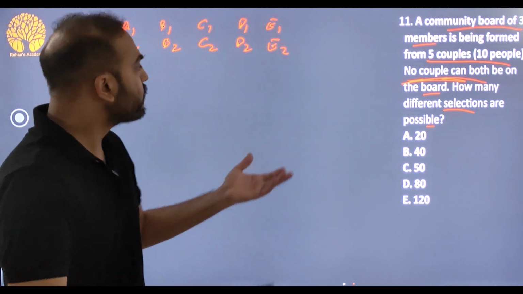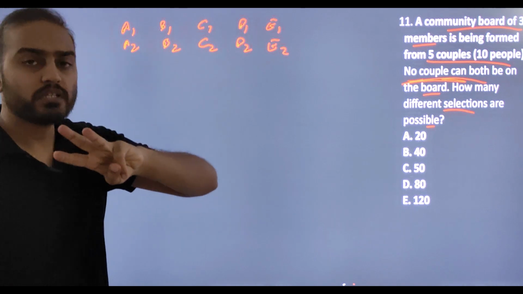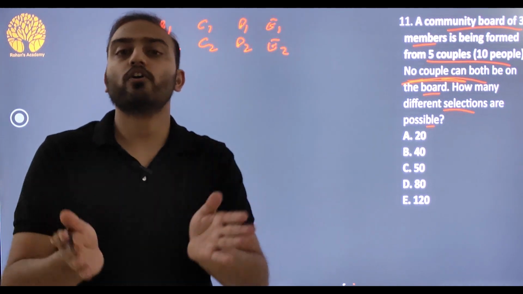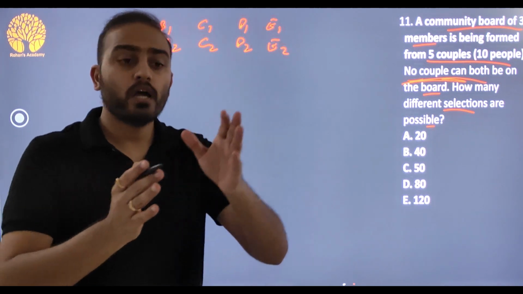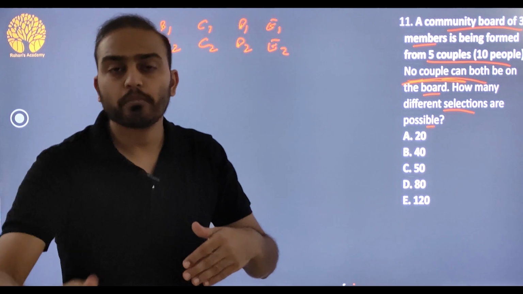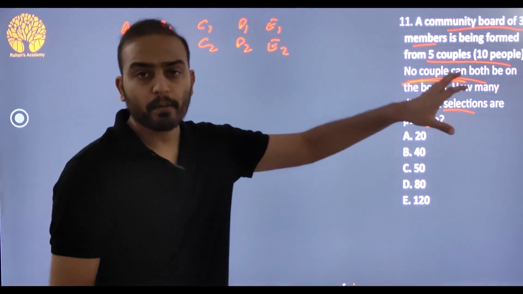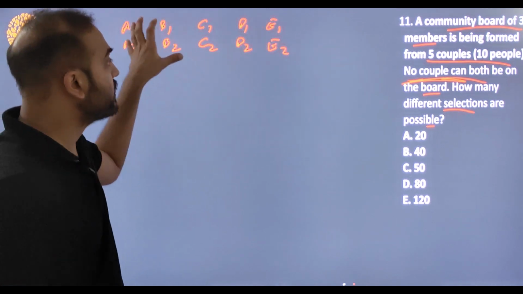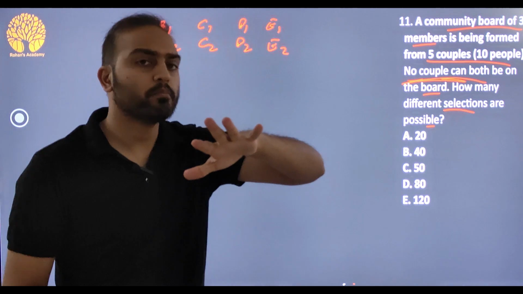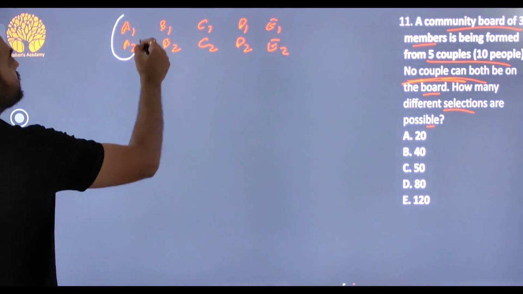So see, what we can do is from the 5 couples, we can first pick 3 couples. Think of it like a contest. What are we doing? From the 5 couples, we are going to advance 3 couples to the next stage. So instead of directly picking 3 members, I'm saying that from 5 couples, let 3 come. Say I pick these 3.